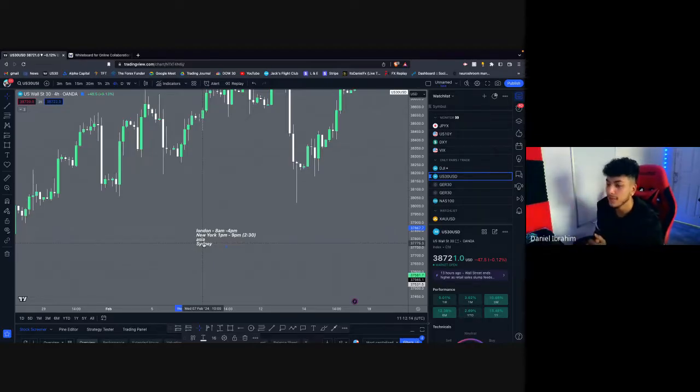Some people refer to this as the session kill zone. If you look at ICT and some of the smart money concepts, they go heavily in depth about the first hour, the session kill zone, and price taking liquidity, and all sorts of nonsense. But the point is, you're just going to get a big candle in the first hour.